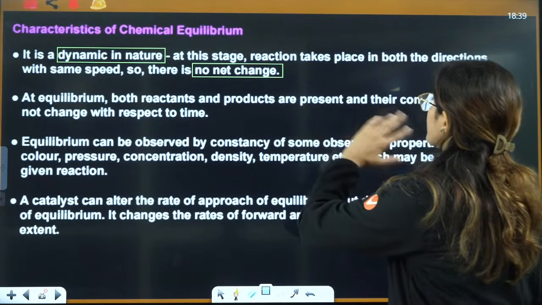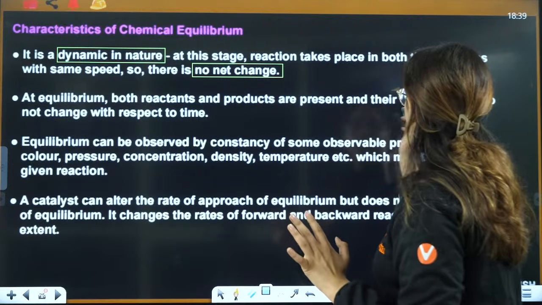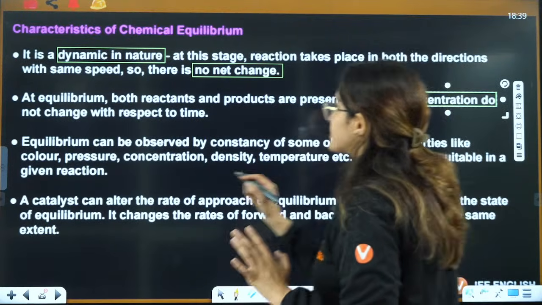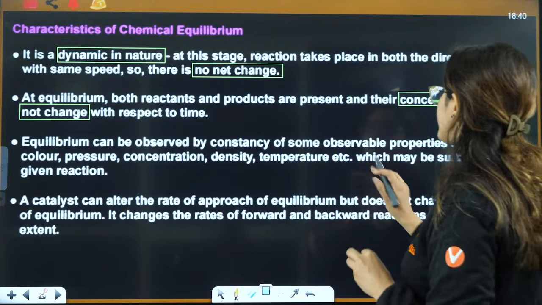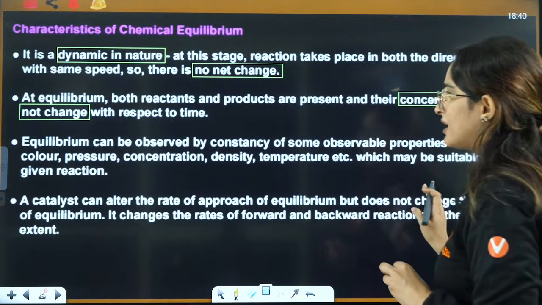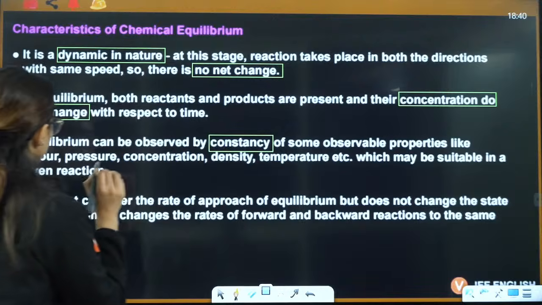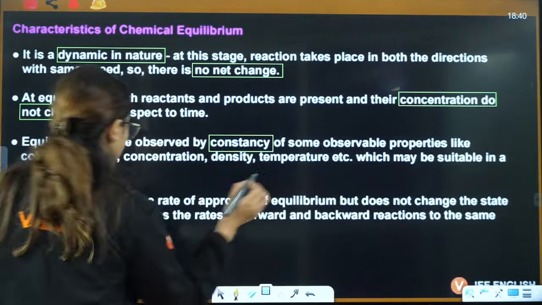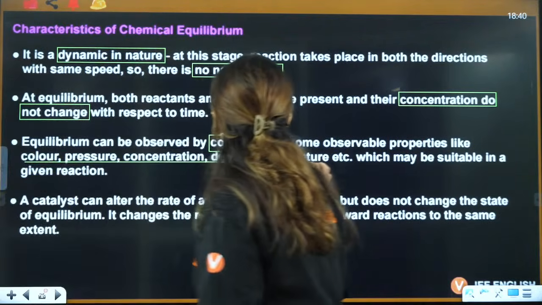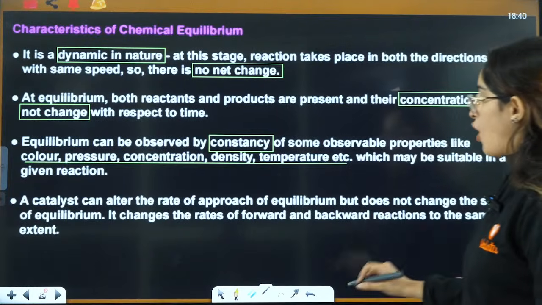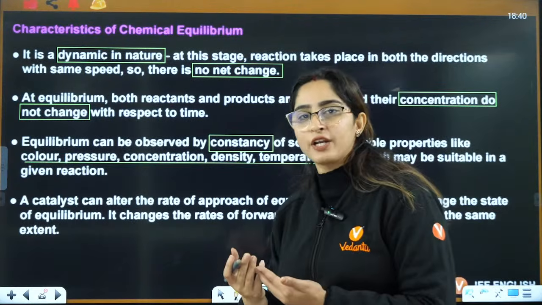At equilibrium, both reactants and products are present and the concentrations do not change with time. That we have seen, that concentrations are same, concentrations do not change. Equilibrium can be observed constantly through some observable properties like color, pressure. Now we are saying that in equilibrium, what all things will be constant? Pressure will be constant, color, pressure, concentration, density, temperature, all these things will be constant at equilibrium because there is no net change at equilibrium, right?